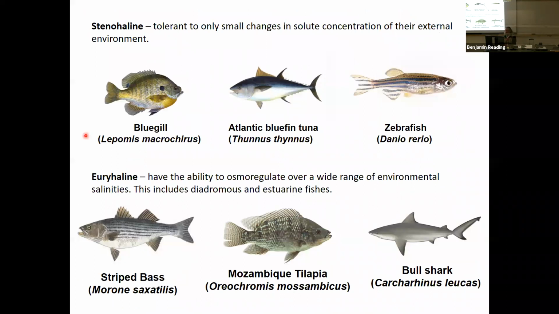So things like a bluegill, Lepomis macrochirus, the bluefin tuna, Thunnus thynnus, and the zebrafish, Danio rerio. If you take a bluegill and put it in the ocean, it dies. If you take a tuna and put it in Jordan Lake, it dies. These things only tolerate the environments in which they're designed to be in, freshwater or saltwater.